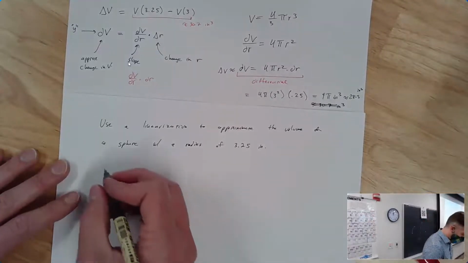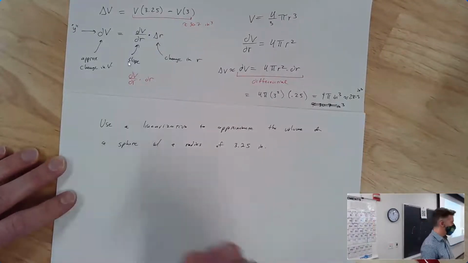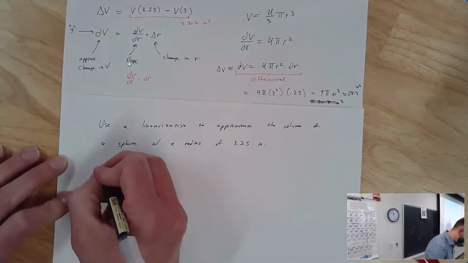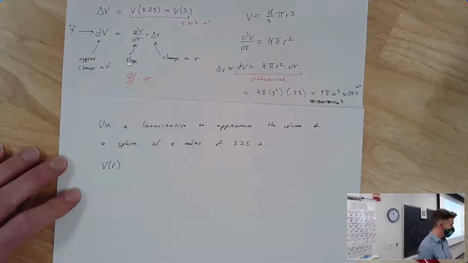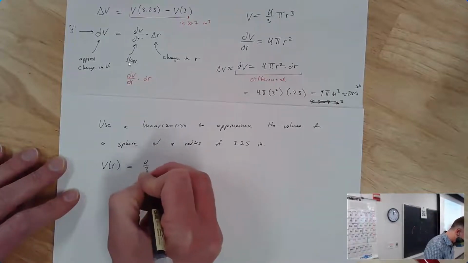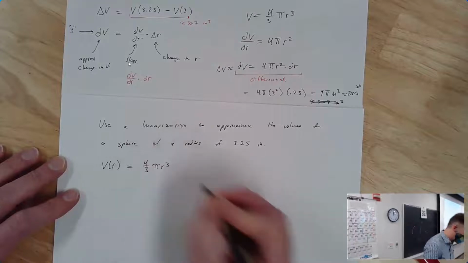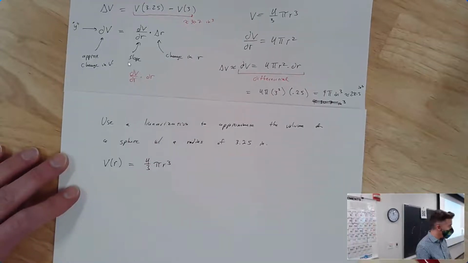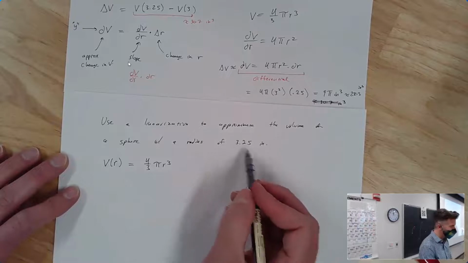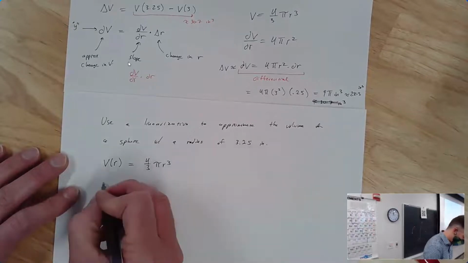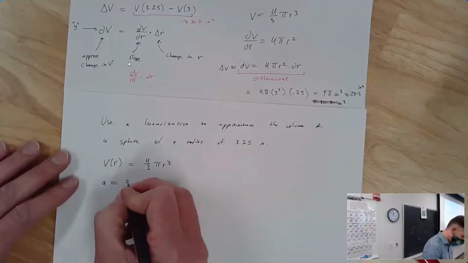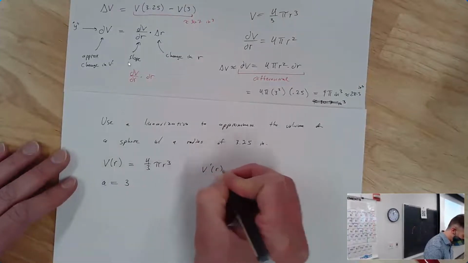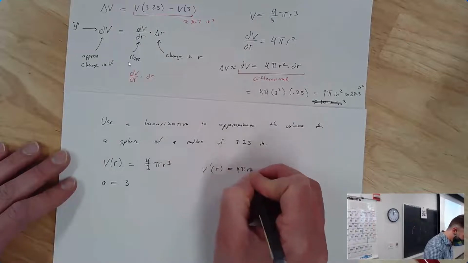So our function, I'm going to write it in the normal way, meaning I'm going to write my function as v of r. Right? Volume as a function of radius. We know the volume of a sphere. It's 4/3 pi r cubed. And what is the nice a value we're going to use instead of 3.25? Yeah. And our derivative, of course, is 4 pi r squared.